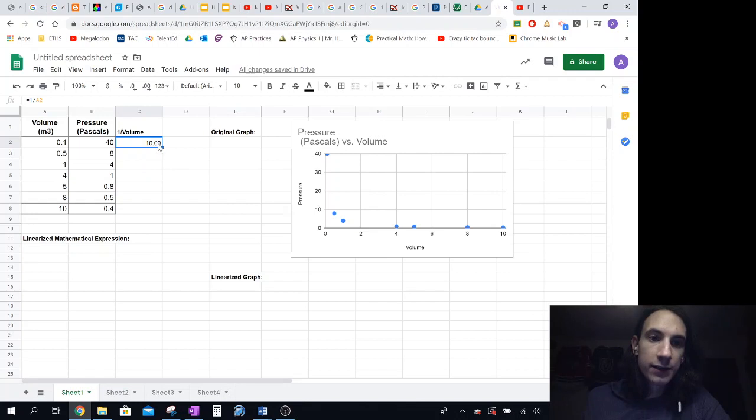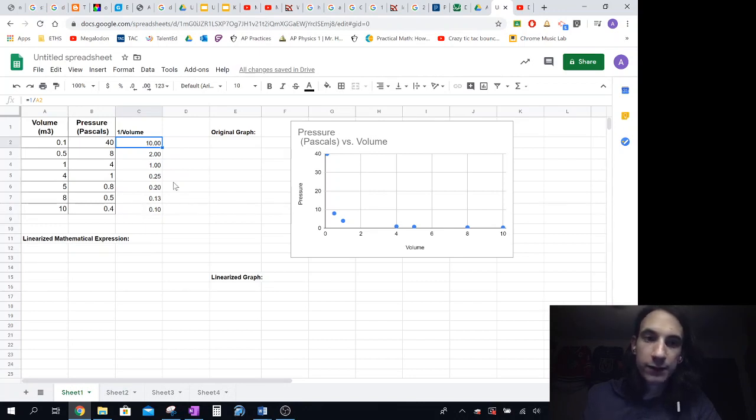And then if we don't want to calculate the whole thing, if we don't want to type that in, like, oh, equals 1 over this and so on, what we can do is grab this little square on the bottom, drag that down, and now we have our values.